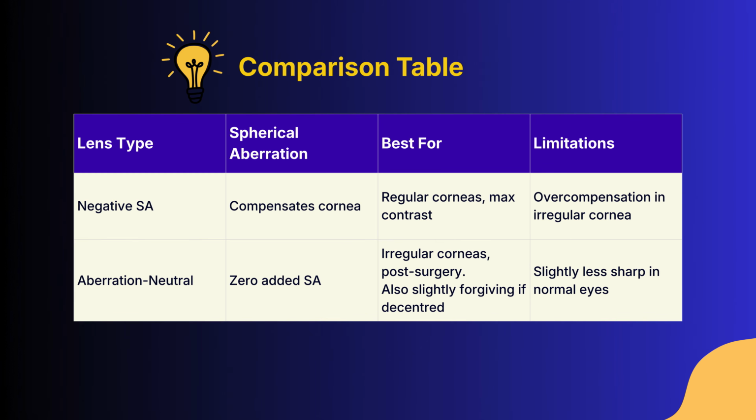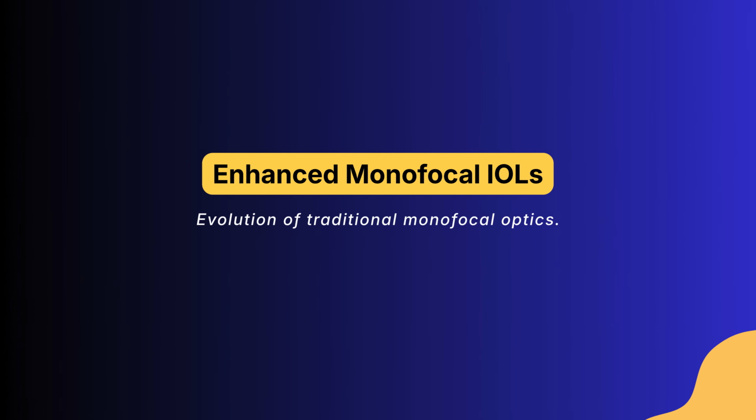So the clinical takeaways are that the negative spherical aberrative lenses are best for patients with regular corneas seeking the maximum contrast and sharpness. The aberration neutral lenses are ideal for patients with irregular cornea, prior corneal surgery or higher order aberrations, preserving the natural optics and maintaining uniform vision quality. Both these designs reflect different optical philosophies, each aiming to optimize the retinal image while considering the individual patient's corneal profile.